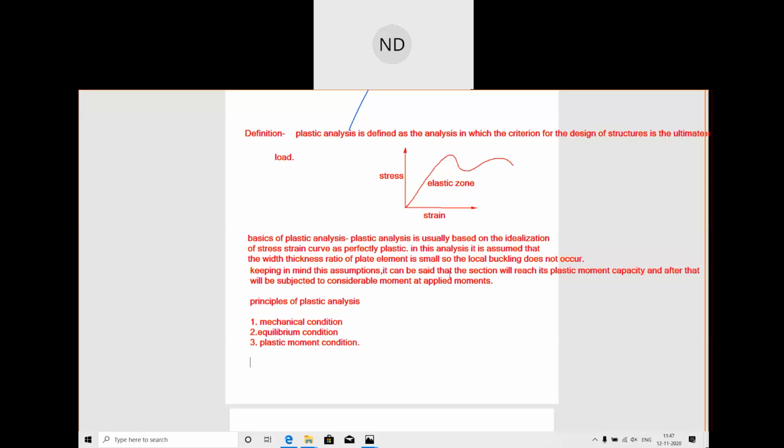If we talk about the mechanism condition, you can say when the ultimate load is reached, a collapse mechanism usually forms. The first principle is the mechanism condition, where the ultimate load is reached and the collapse mechanism is formed. The equilibrium condition is where summation of Fx, summation of Fy, and summation of moment are all zero. I cannot type the summation symbol here, but I have to write it.